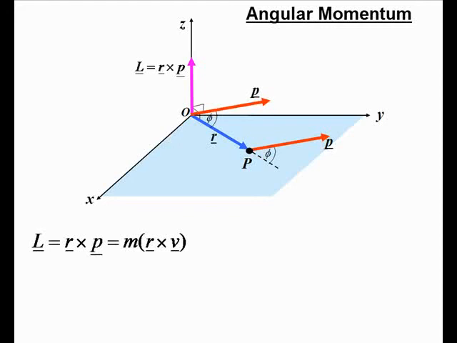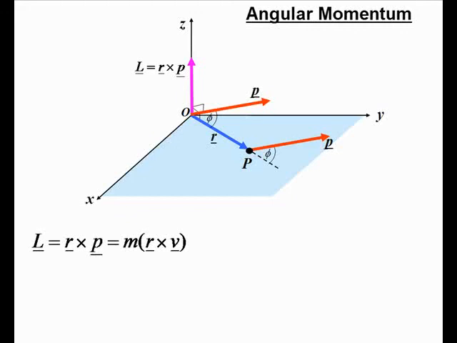As the particle moves relative to the origin O in the direction of its momentum vector, its position vector r rotates about O. Note that to have an angular momentum about O, the particle itself does not have to rotate around O.